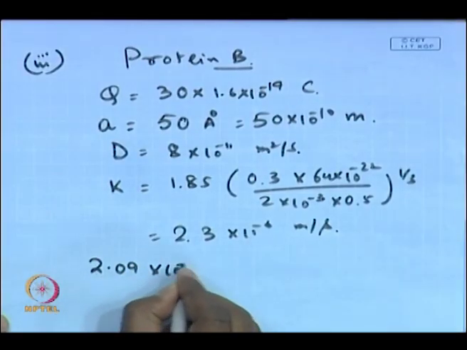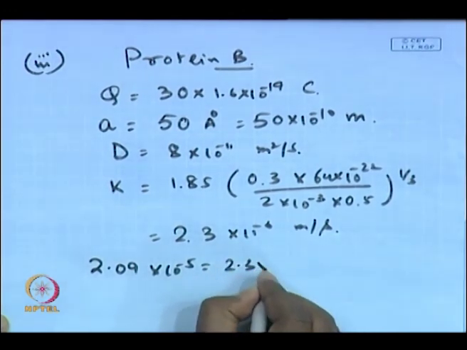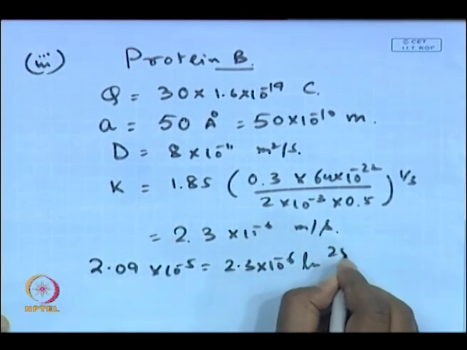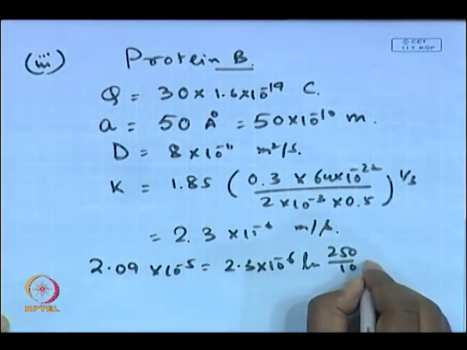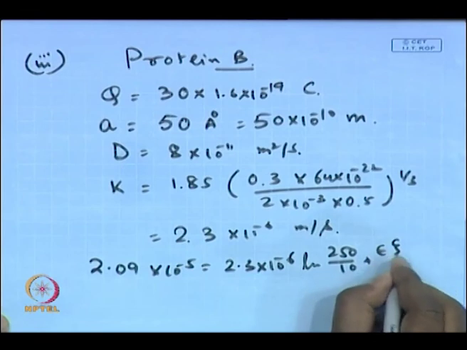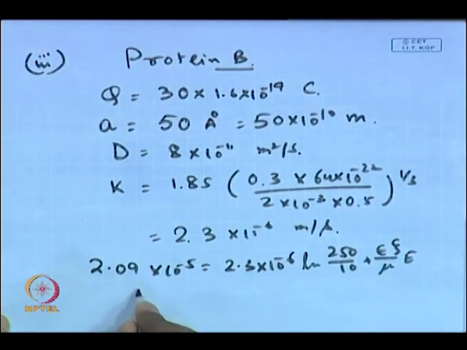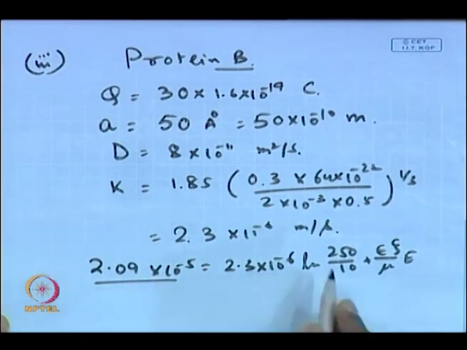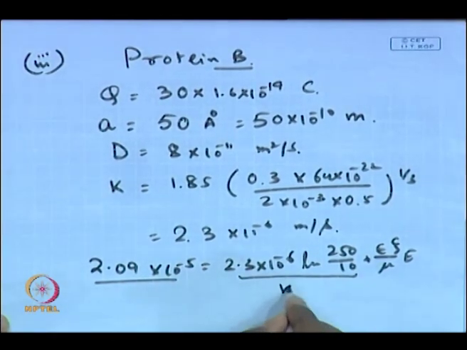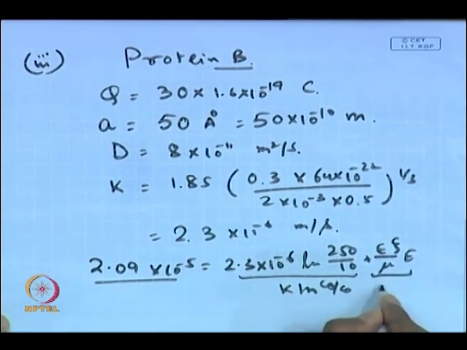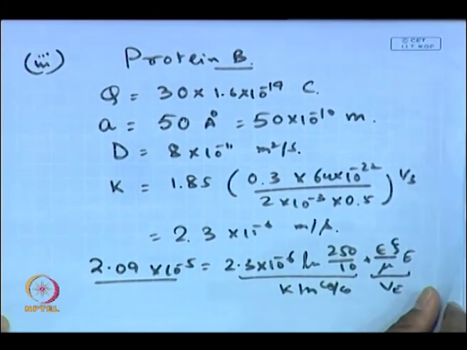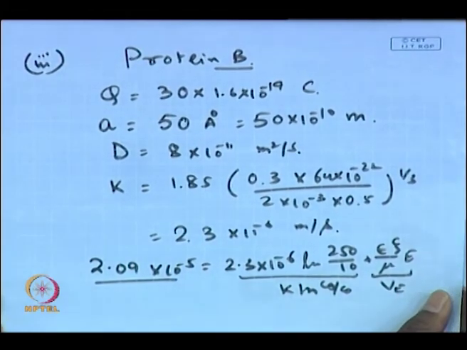So, in the solution we are assuming the same electrolytic concentration, but we are going to find out the required field strength, so that the same flux will be obtained. So, if that is the case, we will be getting 2.09 into 10 to the power minus 5 is equal to 2.3 into 10 to the power minus 6 ln Cg by C naught, 250 by 10, plus epsilon zeta by mu times E. So, this is basically the same flux we are going to get in part 2, and this is without any field strength, K ln Cg by C naught, and this is the VE. Okay. So, everything is known, only zeta and E are not known.